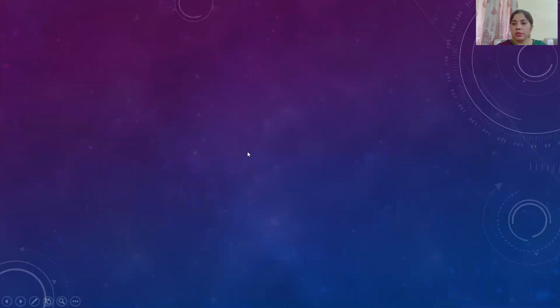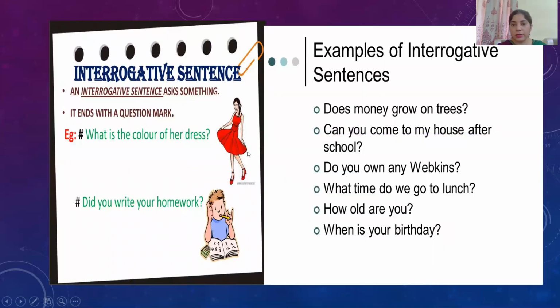Third type of sentences are interrogative sentences. Of course, they help us ask a question and they end in a question mark. For example, what is the color of her dress? Did you write your homework? And there are other examples also here. Does money grow on trees? Can you come to my house after school? Do you own any weapons? What time do we go to lunch? How old are you? When is your birthday?